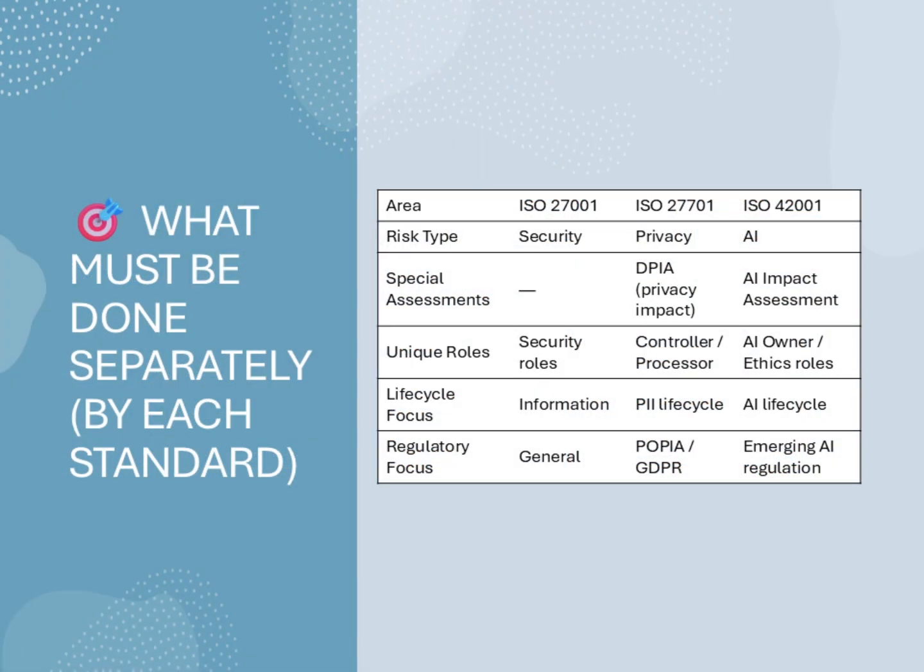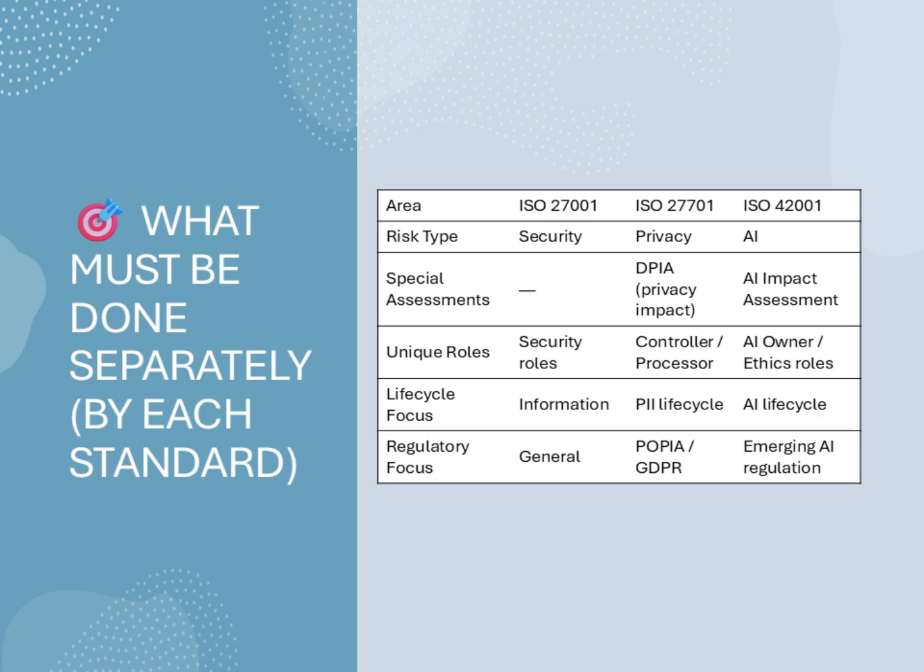Up to this point, we've focused on what can be integrated, but it's equally important to understand what must be done separately. Each standard introduces its own specific requirements that cannot be fully combined. From a risk perspective, ISO 27001 focuses on security risks, ISO 27701 focuses on privacy risks, and ISO 42001 introduces AI-related risks. There are also specialized assessments.